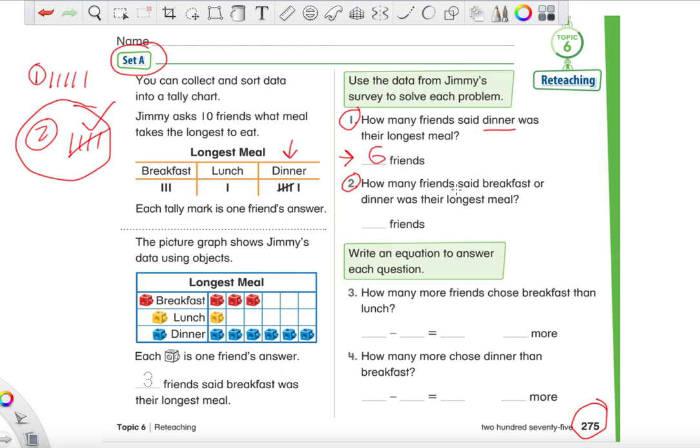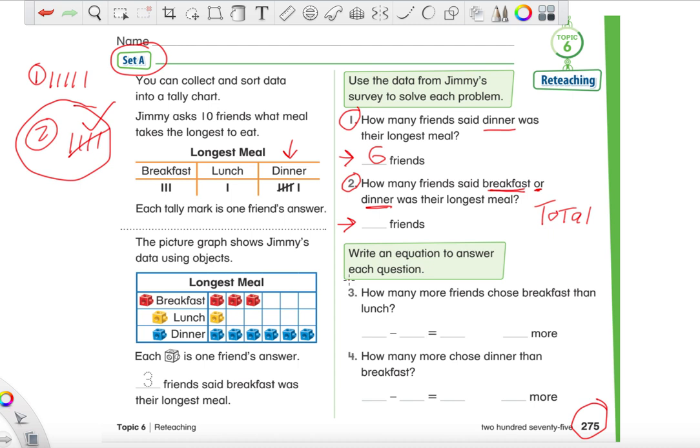It says, how many friends said breakfast or dinner was their longest meal? Now, this is a very weird question. When they say it like this, how many friends said breakfast or dinner? They want to know both. They want to know the total for those two. So that means you're going to combine breakfast and dinner together and write the total number of friends that picked both of those. Alright, so go ahead, count those tally marks, write that answer on the line right down here.